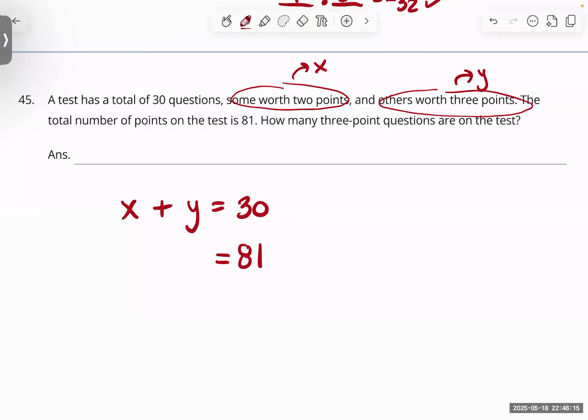So obviously, some questions are worth 2 points. So if I were to get 1 question right, I'd get 2 points. If I were to get 2 questions right, I get 4 points because 2 times 2. If I were to get 4 questions right, that's 4 times 2, that's 8. So that automatically means it's 2 times X because X represents however many questions there are. We don't know how many there are. Plus, same logic here, 3 times Y. If I get 1 question right, I get 3 points. If I get 4 questions right, I get 12 points because 3 times 4.